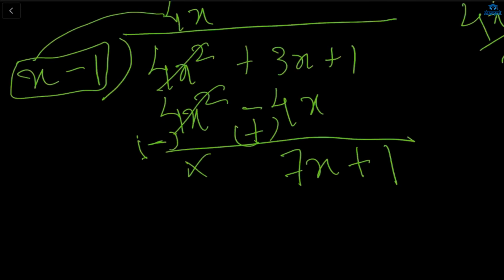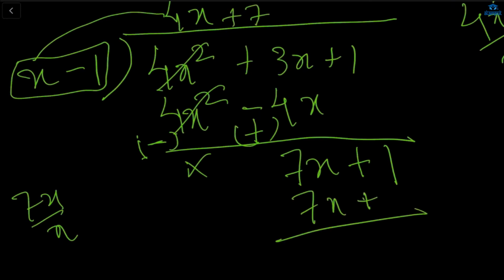Now you need to cancel that 7x. So what will you do? 7x by x. The first term of the divisor is x here. So it will give you 7. So plus 7, and then you multiply and you get minus here, and you'll get plus here. It will be cancelled and you'll get plus 8. Now have you understood, Arham?